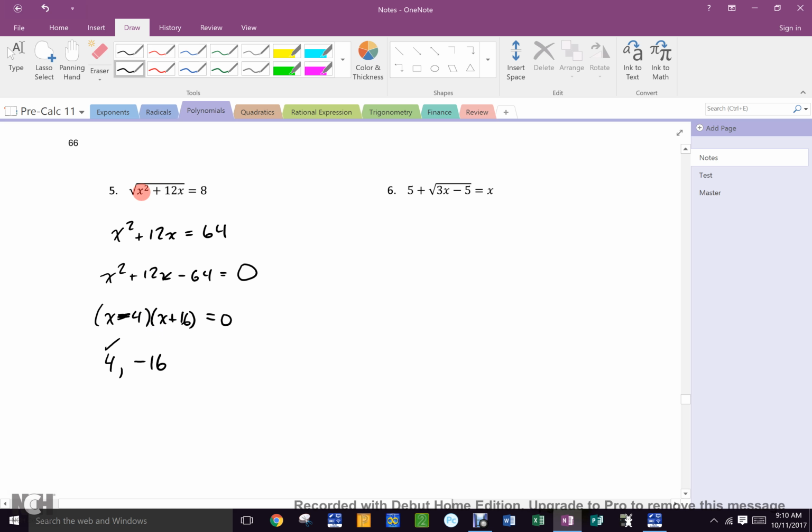What's negative 16 squared? 256. Right. What's 12 times 16? 192. Right. 256 minus 192? 64. Right. Square root of 64? Does 8 equal 8? So are they both okay? Yeah.